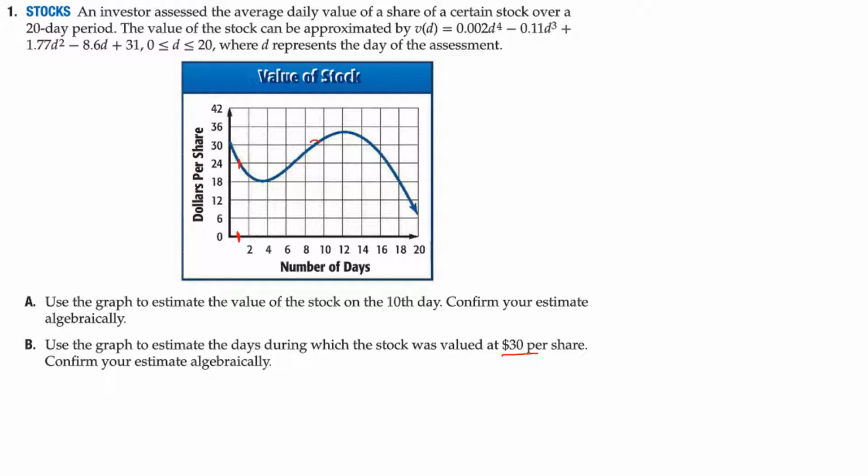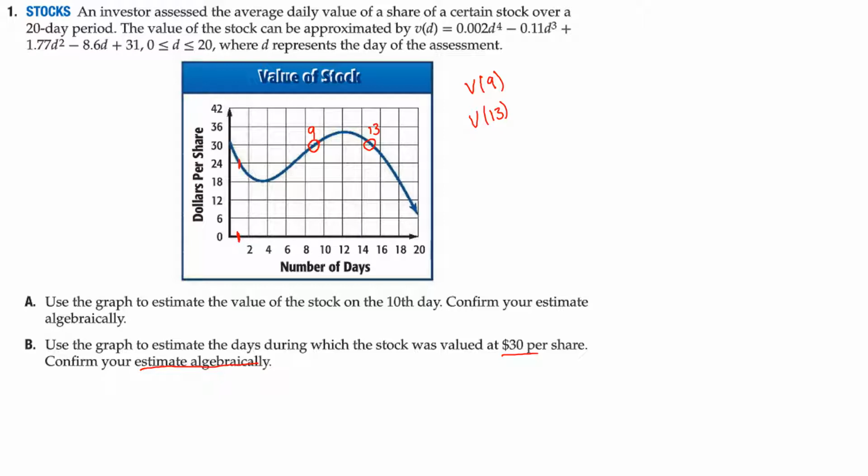Here it looks like in the center of a spot it was, and then here it looks like there was a day where it was 31. So here, this is at 9. And this one is at 13. So now I need to confirm my estimate algebraically. This means I need to find V of 9 and V of 13. Okay? So V of 9 and V of 13.